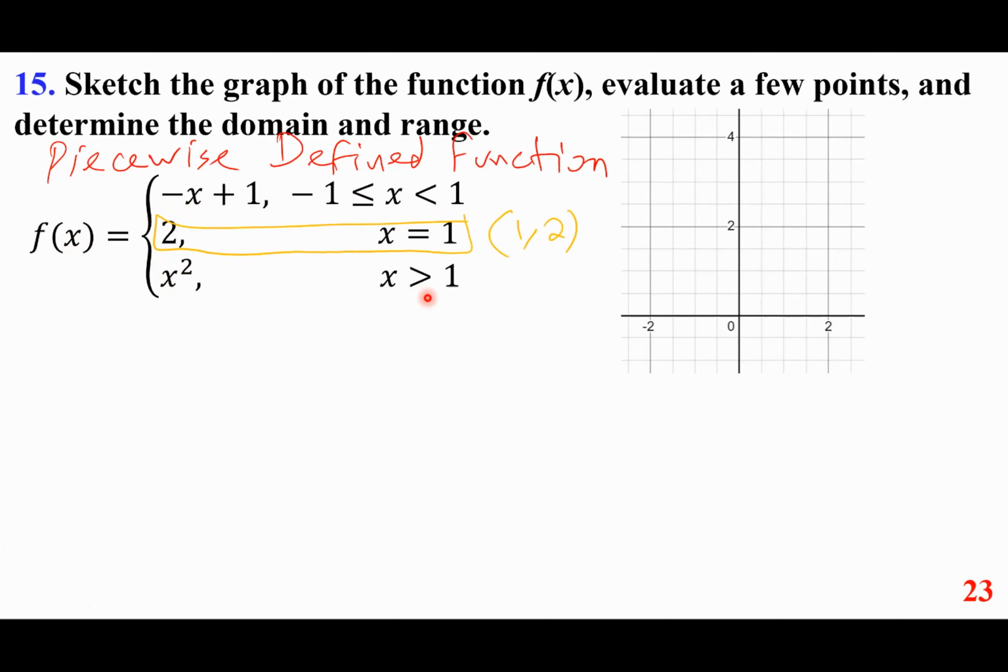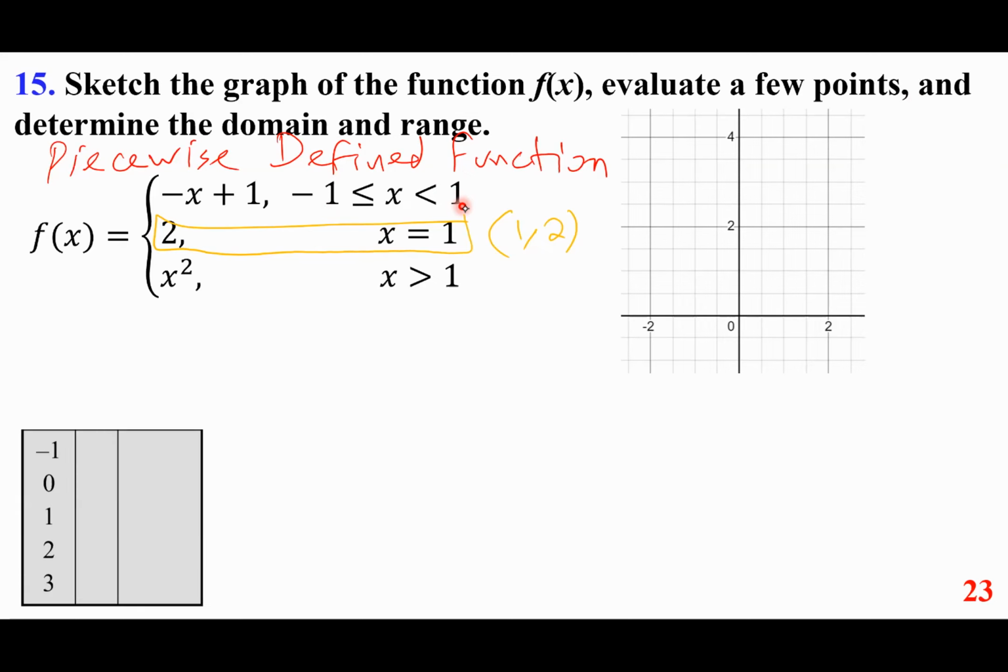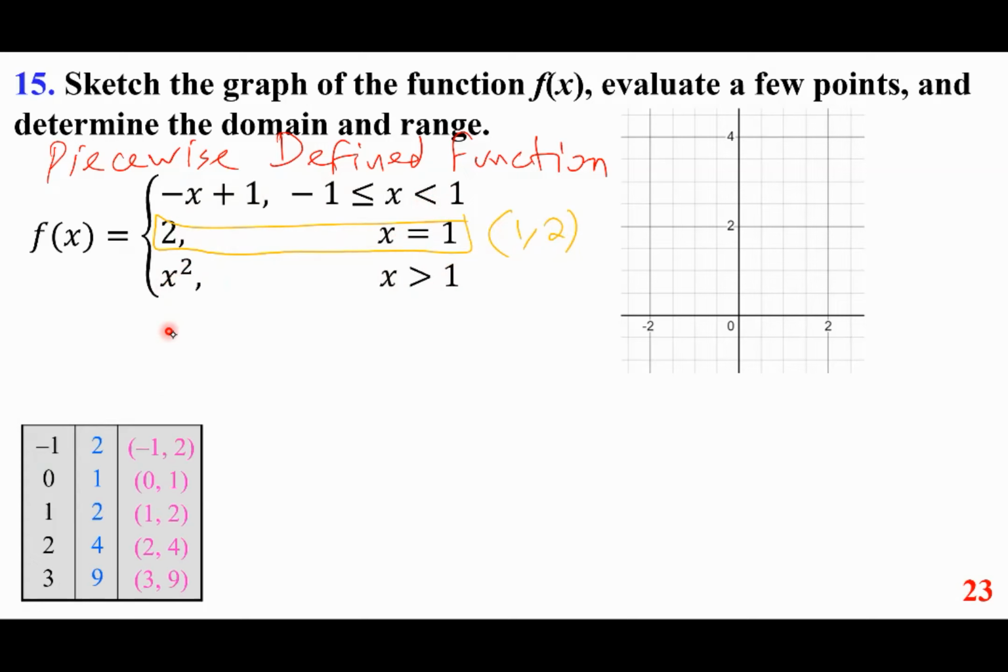First, it says evaluate a few points. Let me evaluate a few points, then I'm going to show you an easy way to graph this by hand. So here's how you do that. I see negative 1. I see 1. So I'm going to use negative 1, 0, 1, 2, 3. Those are easy pairs. For negative 1, you can use this one. I hope you see that if I put negative 1, I get positive 1 and 1 is 2. Then for 0, between the two, I can use this function, so I put it here and I get 1 for 0. For 1, I don't have an equality and I have the pair here, 1, 2. Then for number 2, larger than 1, I have to use this one: 2 squared is 4. For 3, 3 squared is 9. And so I have those pairs.